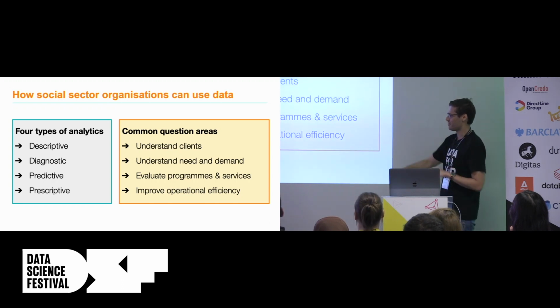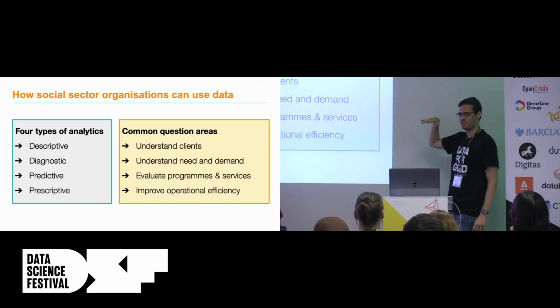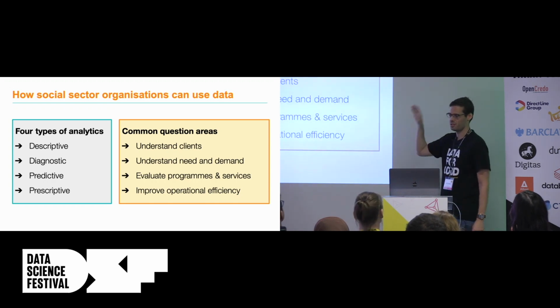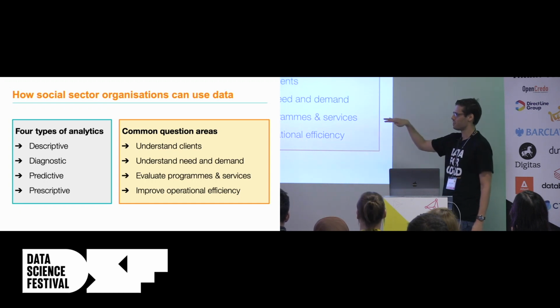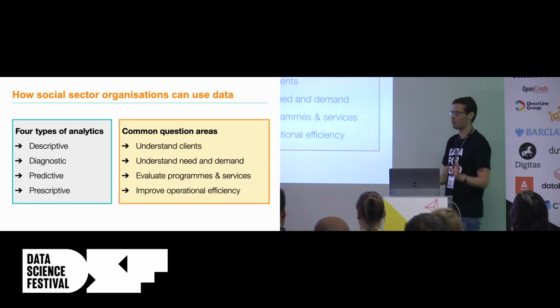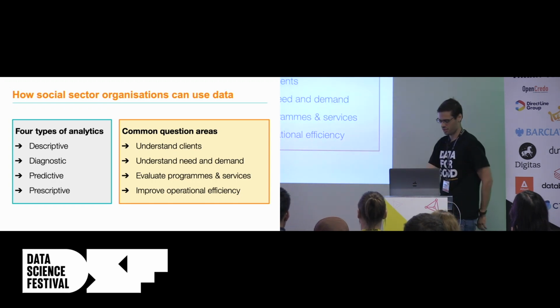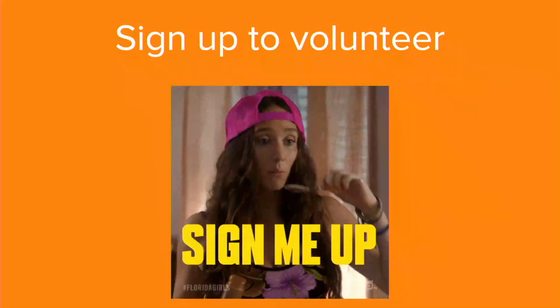And the types of analytics that we can do will depend on the maturity of the charity. It can go from descriptive, diagnostic, predictive, and then prescriptive, and then you can say that's where you should be going. These are the 4 types of analytics.